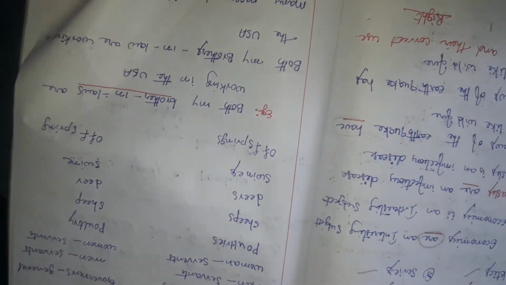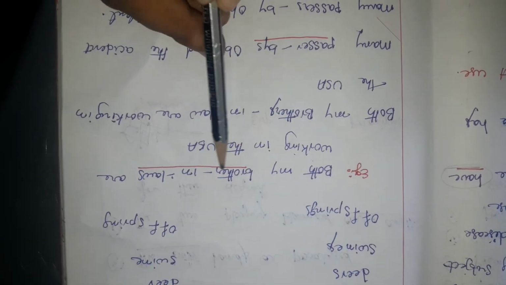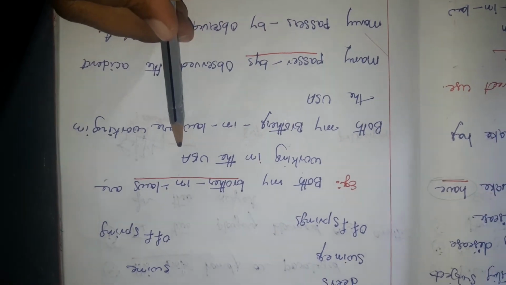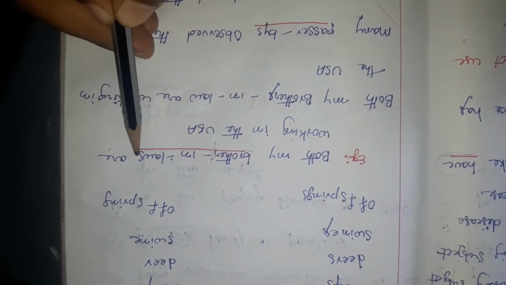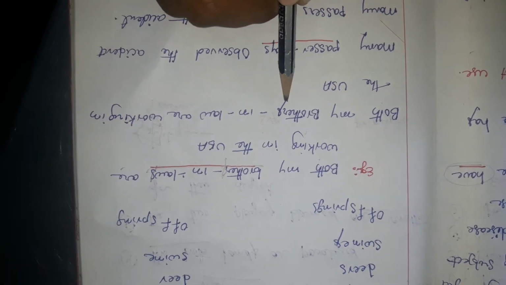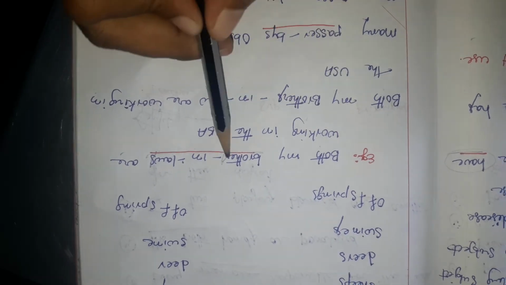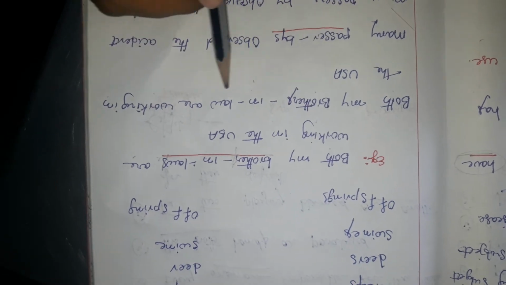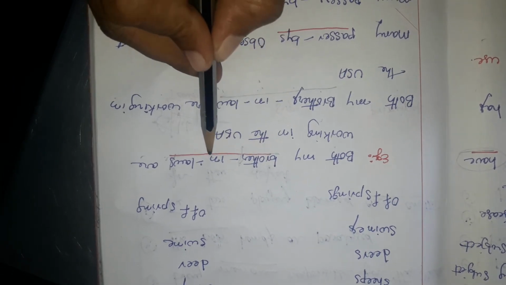Here is an example. Both my brother-in-laws are working in the USA. As I told you before, it's not brother-in-laws. Both my brothers-in-law are working in the USA. It will be brothers-in-law, not brother-in-laws.